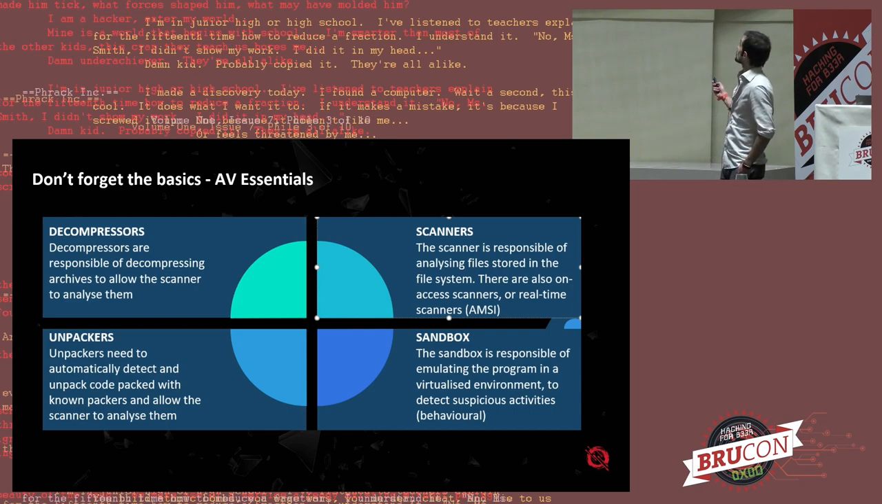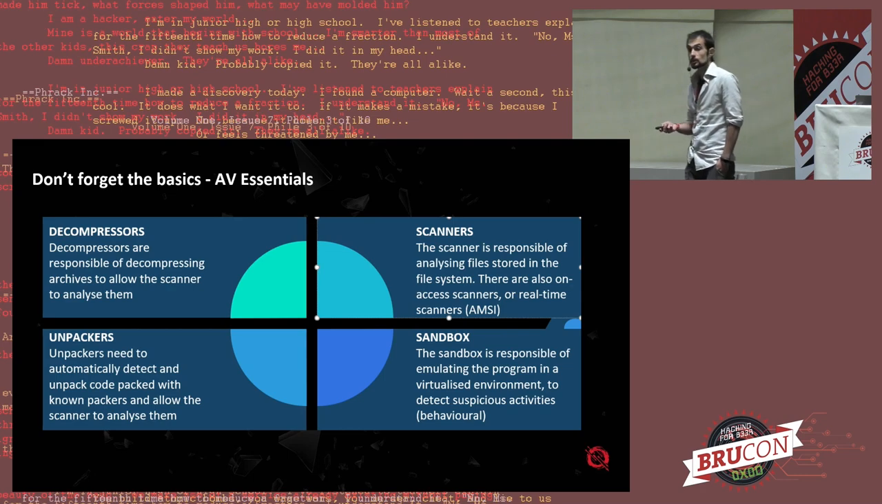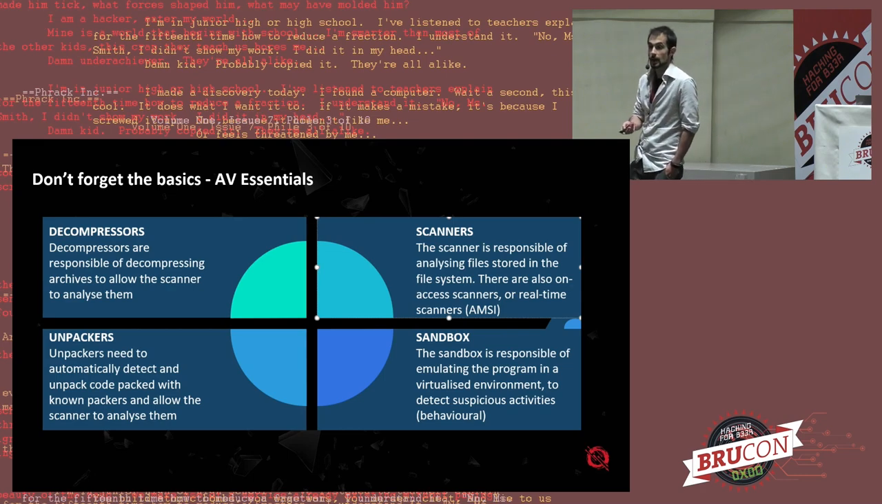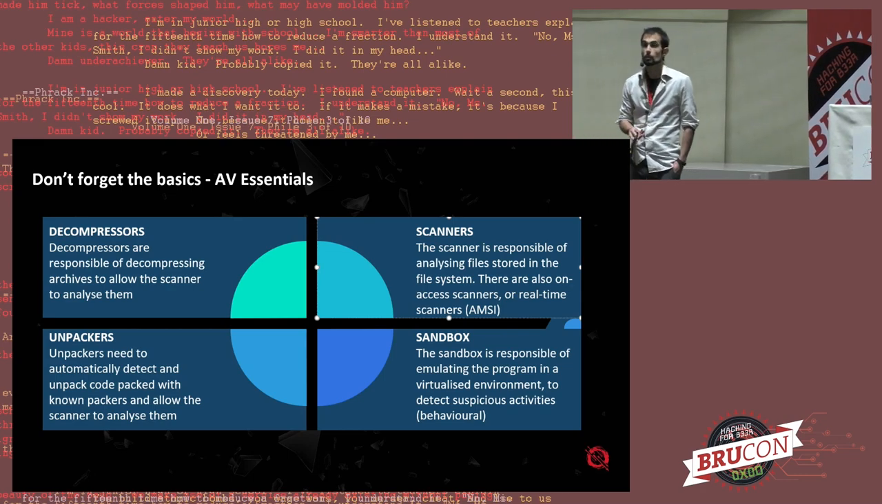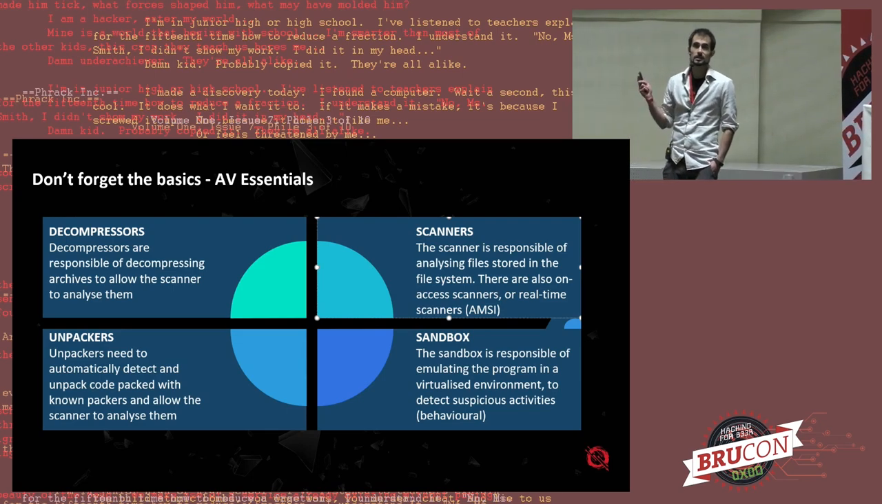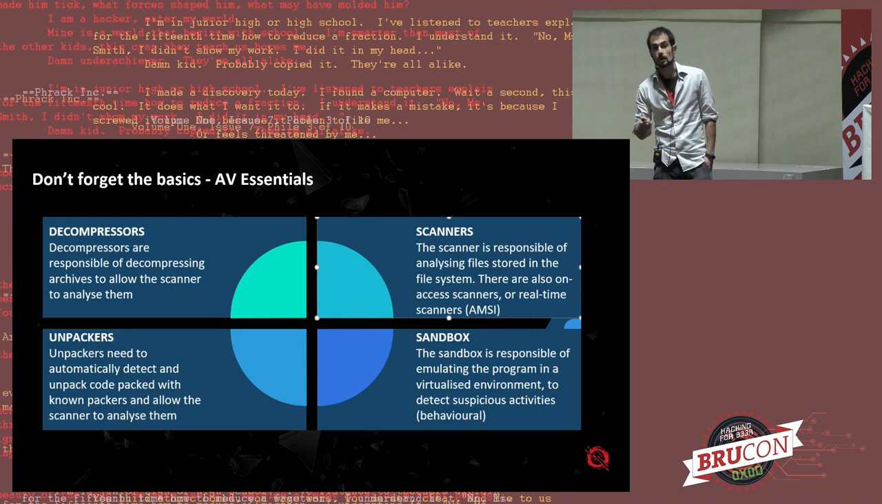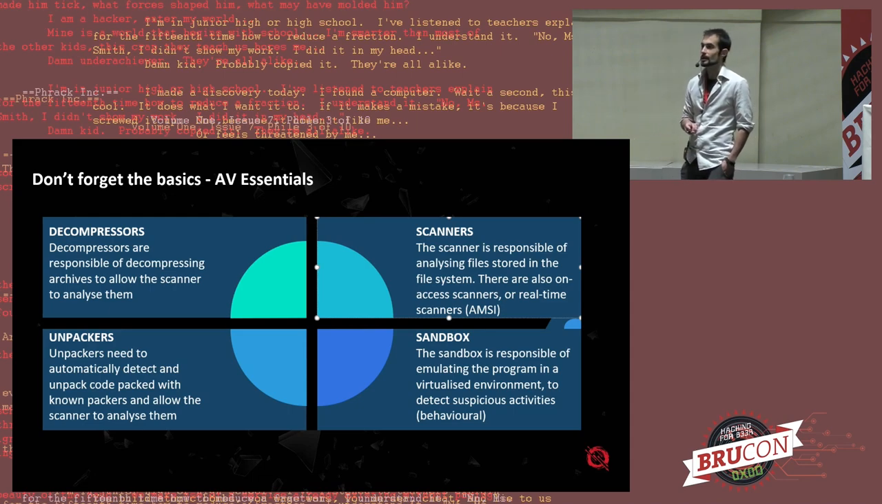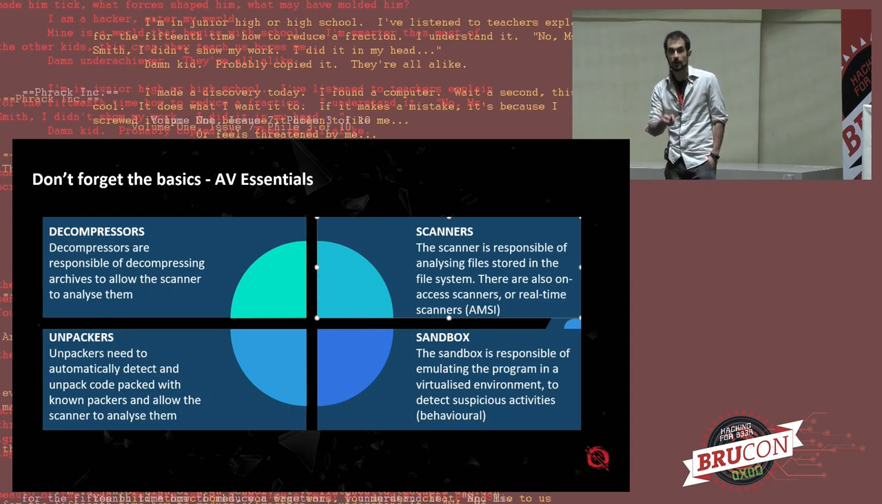The third important thing is the scanners. We all know scanners, because scanners are actually what we know we're using in an antivirus appliance. Scanners are mostly divided in two. There are on-demand scanners, of course, which are what we see when we have a file on the file system and we just launch a scan against it.